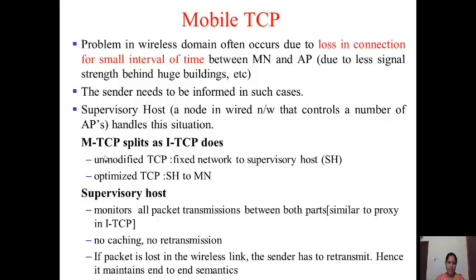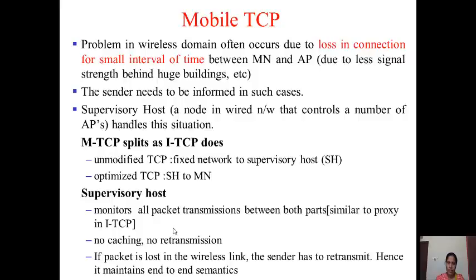So what happens here is mobile TCP splits the connection, typically like our indirect TCP. You have one part which is the unmodified TCP, where a fixed network is connected to the supervisory host. The next part is called the optimized TCP, where the supervisory host is connected to the mobile node. So you have two parts: one is the unmodified, fixed part, and the other is the optimized TCP, which is the path created between the supervisory host and the mobile node.